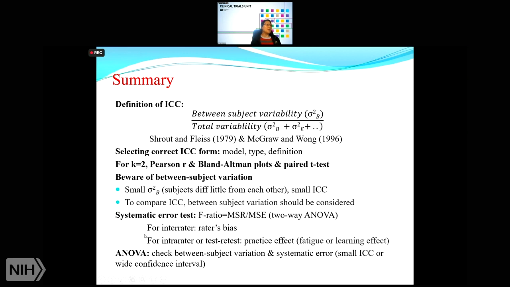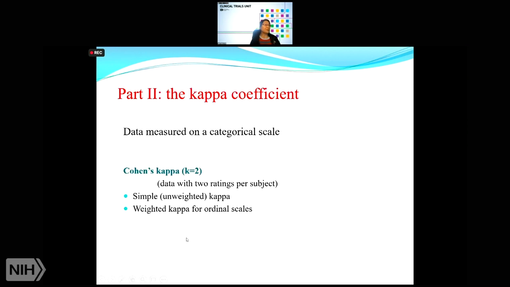The systematic error can be tested using the F ratio in the two-way ANOVA. For inter-reader reliability, the systematic error is usually caused by reader's bias. For test-retest reliability, the systematic error is usually caused by practice effect. We need to perform the ANOVA to check the between-subject variation and the systematic error, especially if you get a small ICC or a wide confidence interval.